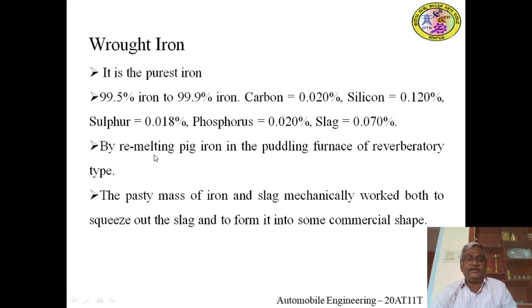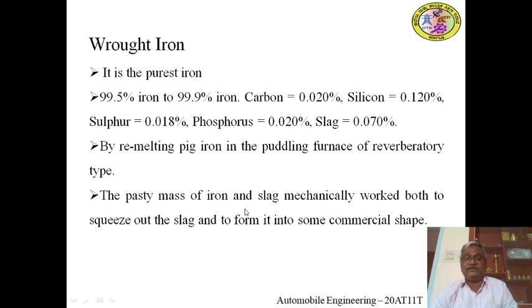Wrought iron is obtained by remelting pig iron in the puddling furnace of reverberatory type. So here the pig iron is remelted in an open hearth furnace. That means here we are not using any coke or limestone. The pig iron is remelted by using hot air only. That's why we are getting pure iron.